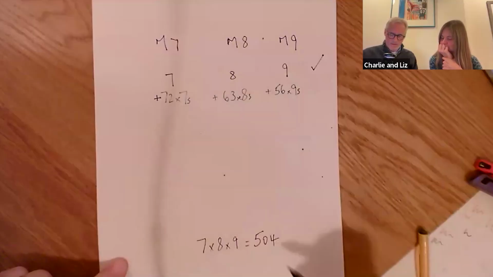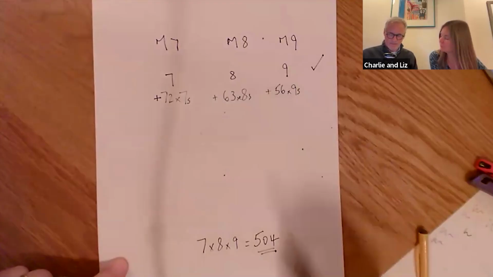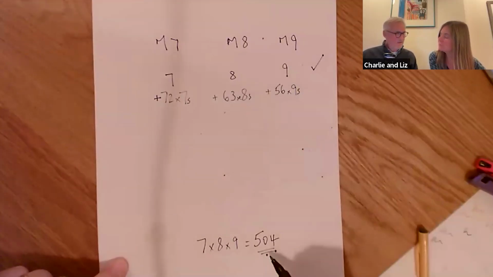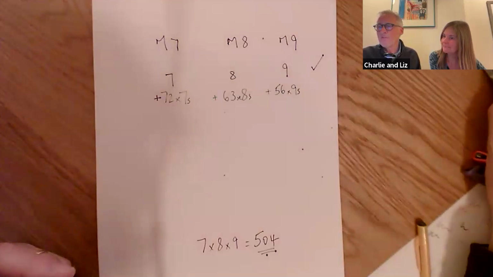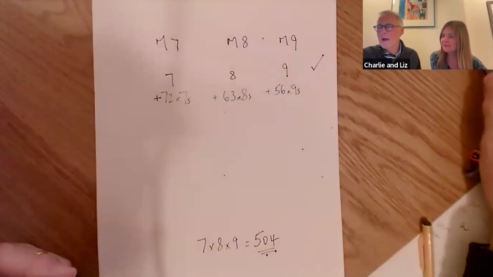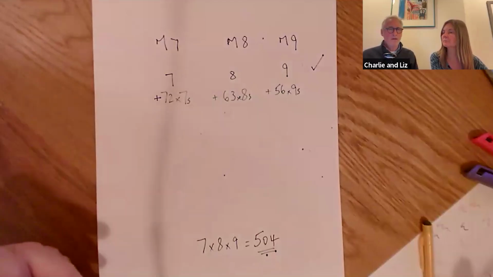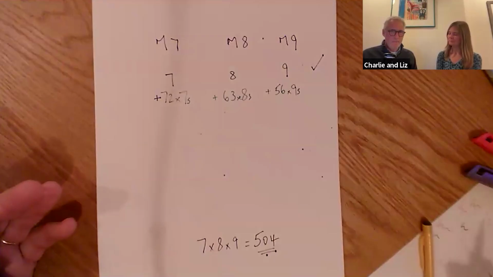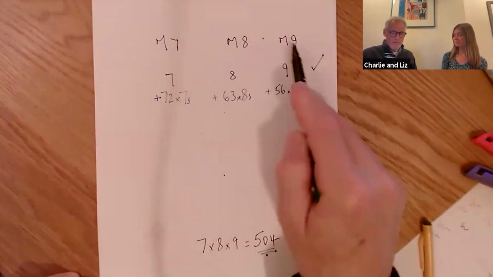72 sevens is 504. 63 eighths is 504. 56 nines is 504. And I wouldn't expect students to say what... I think it might have been Gareth. Gareth said, where he mentioned that they were the lowest common multiple, because at this stage, the answer seems to be multiply 7 by 8 by 9.